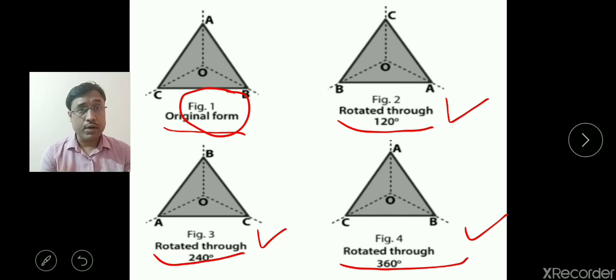That means if you are putting a frame just like the original figure, and in that frame you want to fit that figure, then at these 3 rotations, you will get that shape where you can put this figure in that frame. Okay, so this way you can say the order of rotational symmetry of an equilateral triangle is 3.